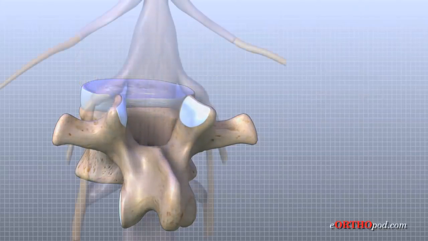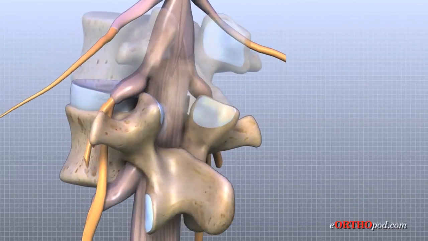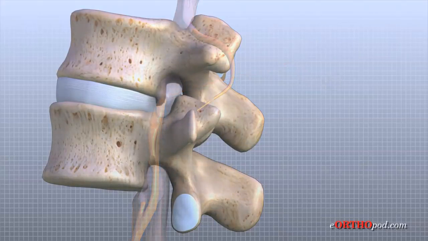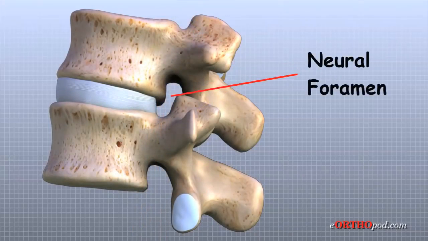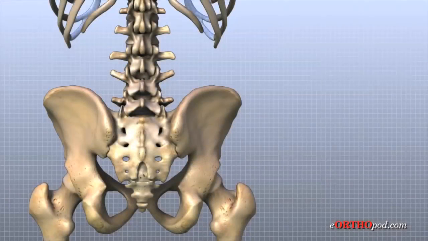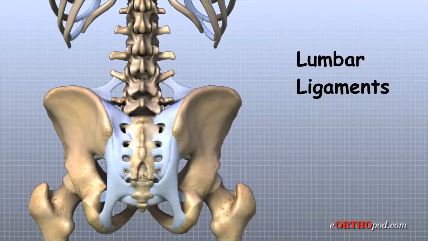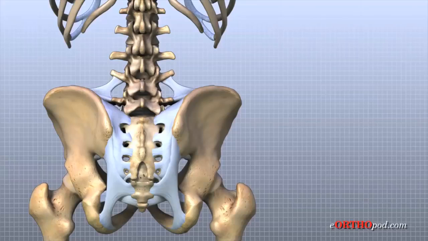2 spinal nerve roots exit the sides of each spinal segment, one on the left and one on the right. As the nerves leave the spinal cord, they pass through a small bony tunnel on each side of the vertebra called a neural foramen. The lumbar spine is supported by a complex set of ligaments and muscles. The ligaments are arranged in layers and run in multiple directions where they connect the bones of the lumbar spine to the sacrum and pelvis.